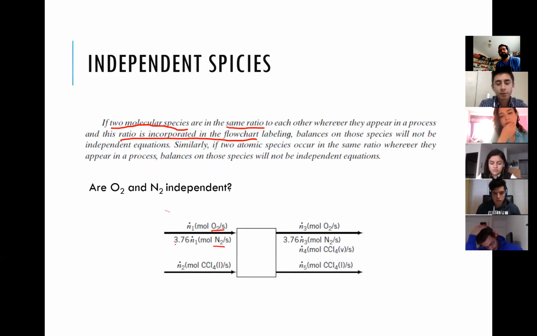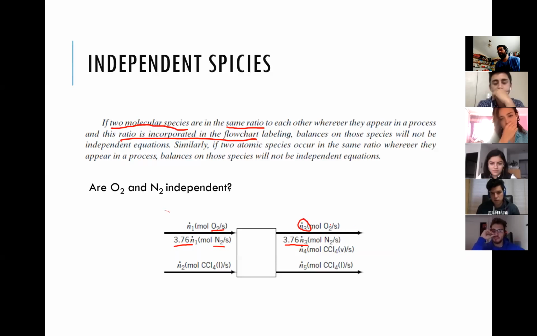And if you see, you have a relation between them. 3.76 times the number of moles of oxygen is the number of moles of nitrogen, right? And then you have another inlet that is tetrachloro carbon, and in the outlet we have a number of moles of oxygen, N3, and we have a relation for nitrogen as 3.76 times the number of moles of oxygen, right? So if you see in this case, this particular process absorbs the oxygen and the nitrogen, absorbs the CCl4, right?